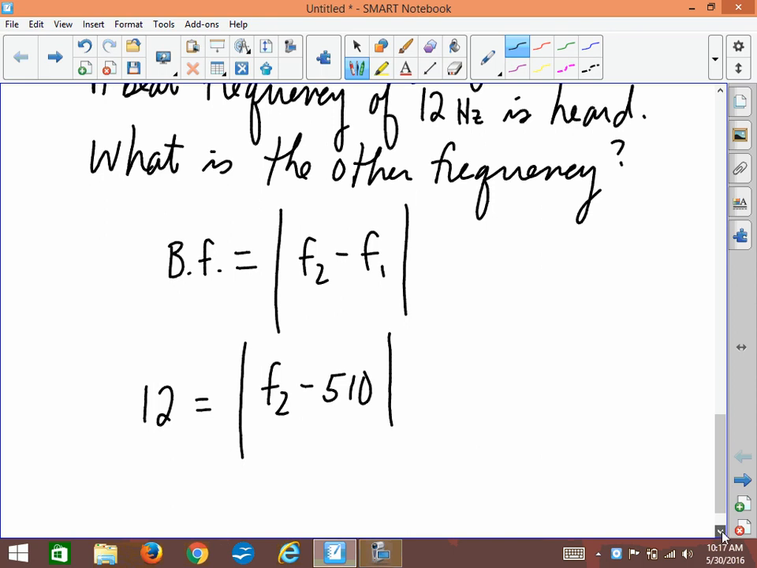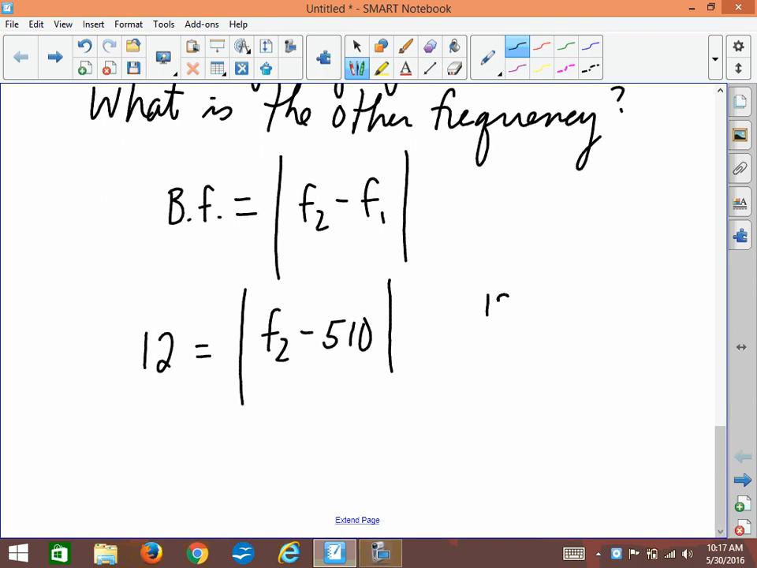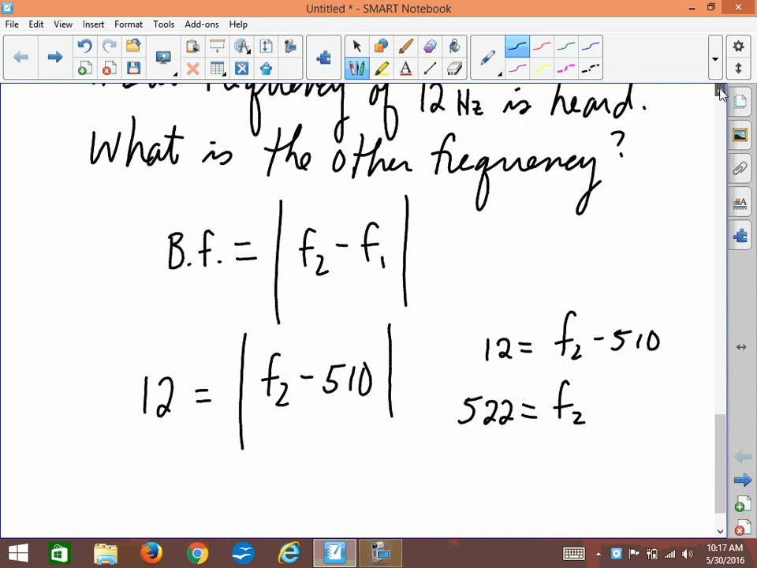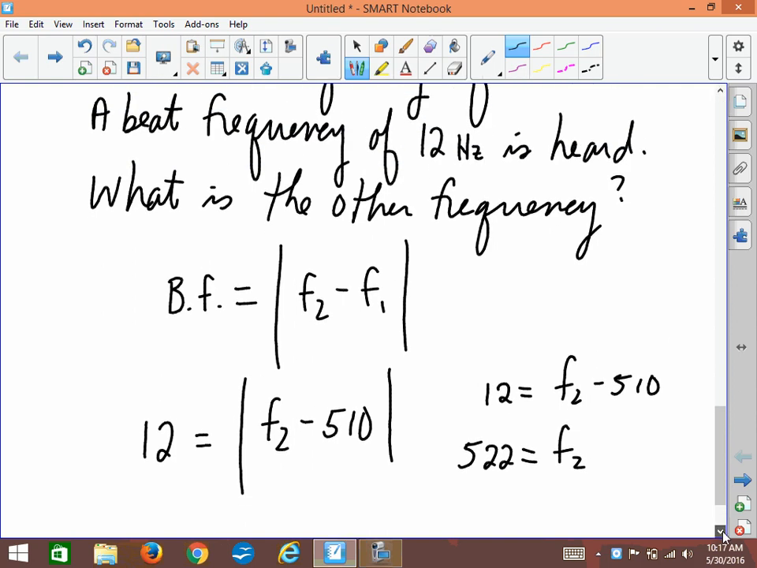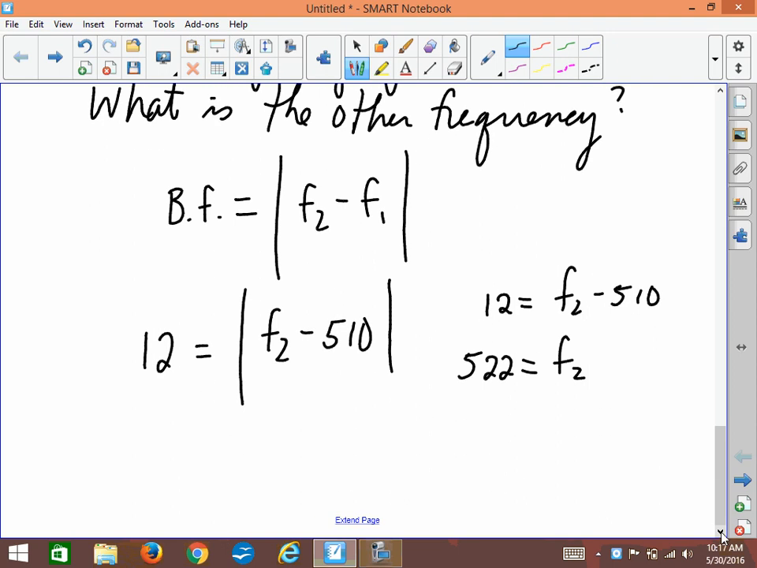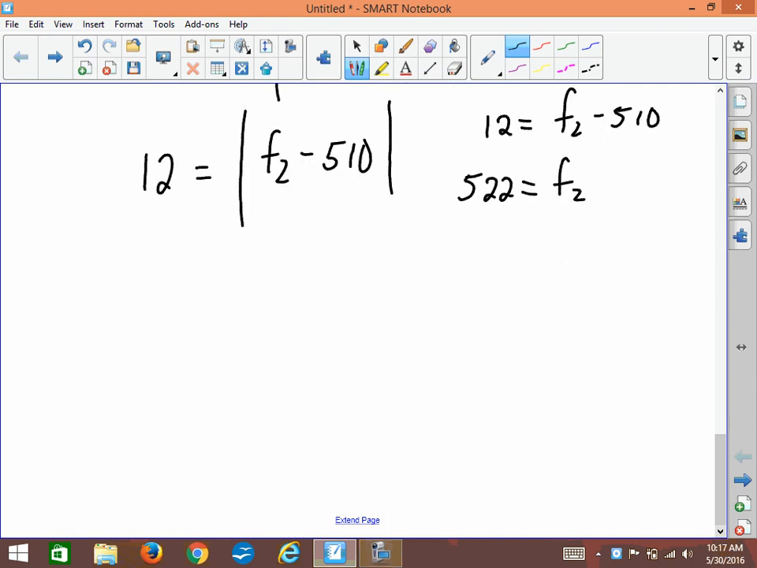So the answer in this case, if you just solve this as an equation, F2 minus 510, well, you would add the 510 to the other side and you get 522. And that makes sense because the beat frequency is the difference between them. So the difference between 522 and 510 is 12, right? However, what if it's on the other side of 510? Instead of being 12 higher, it could also be 12 lower and have the same difference. So you have to consider that the 12 could also be the absolute value of this, and it could be the other way around.